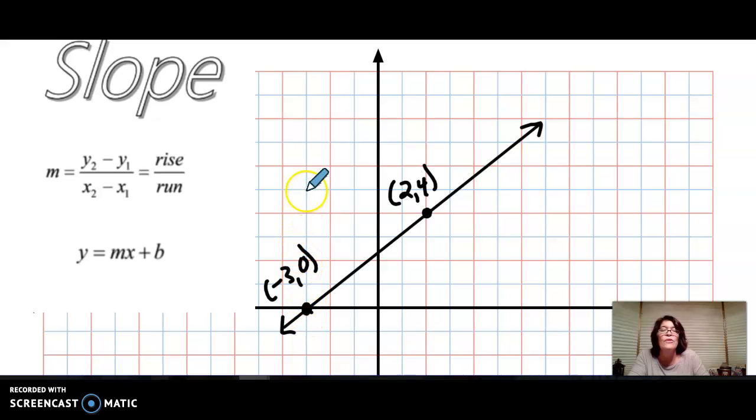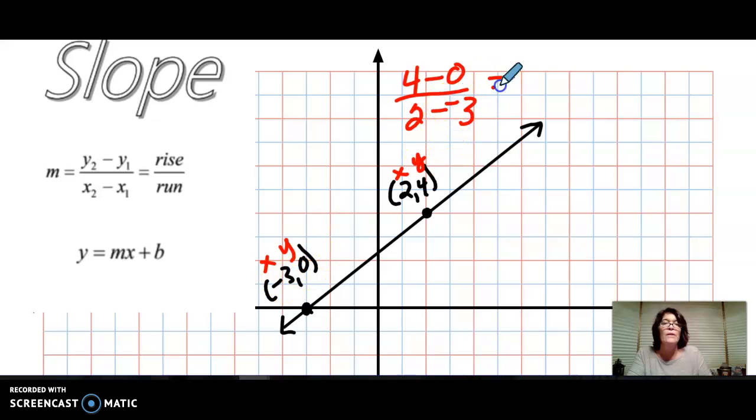Okay, it's how much the line is changing vertically compared to how much it's changing horizontally. When we say y2 minus y1, don't get so hung up with the 2 and the 1. We just mean, here's an x, y and here's an x, y. If I'm going to start with this point for the y coordinate, which is 4, and I'm going to subtract this point's y coordinate, then I'm going to start with this point for the x's as well and subtract this. Okay, so this would be 4/5.